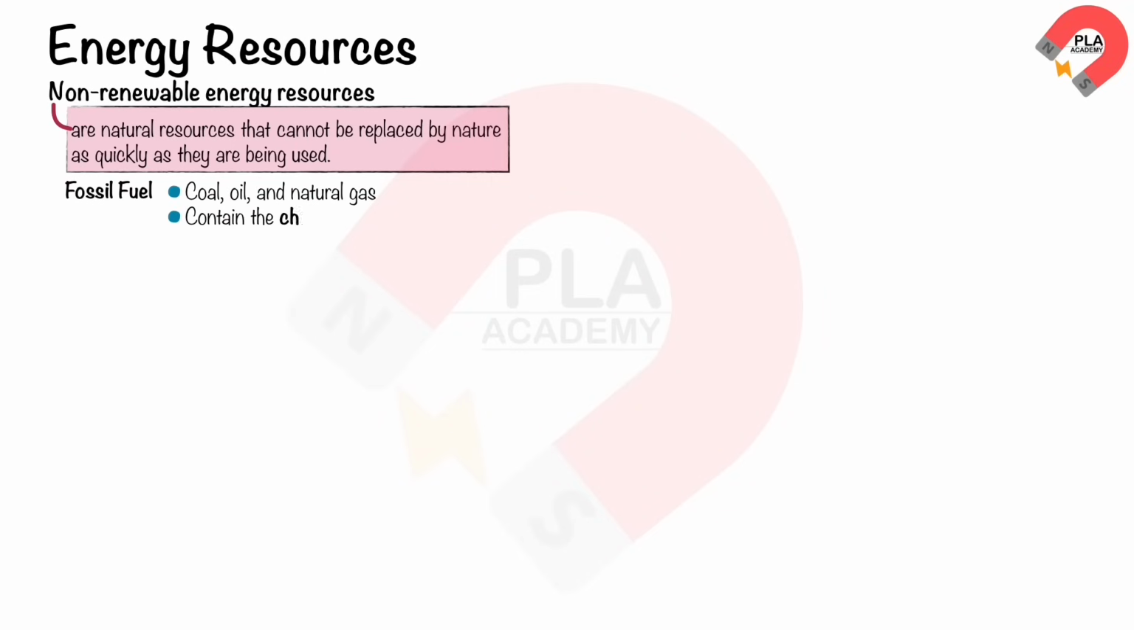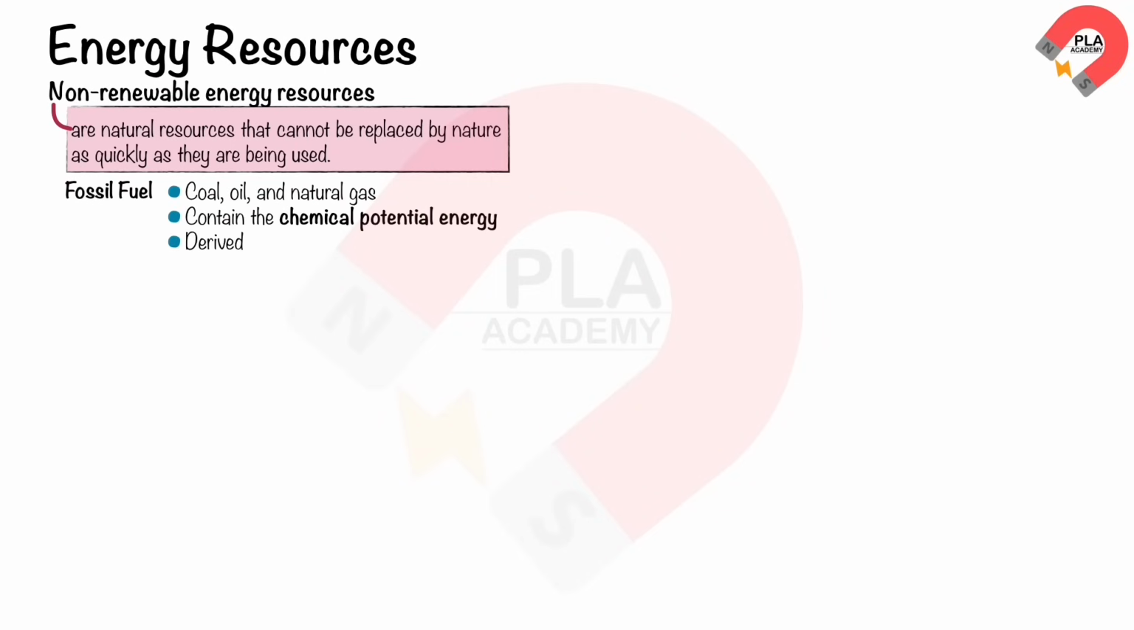Energy resources are large stores of energy that can be used to generate electricity and heat homes and businesses. Some electricity drawn from the national grid is generated from non-renewable resources, and some is generated from renewable resources. Non-renewable energy resources are natural resources that cannot be replaced by nature as quickly as they are being used. Examples of non-renewable energy resources include fossil fuels such as coal, oil, and natural gas.